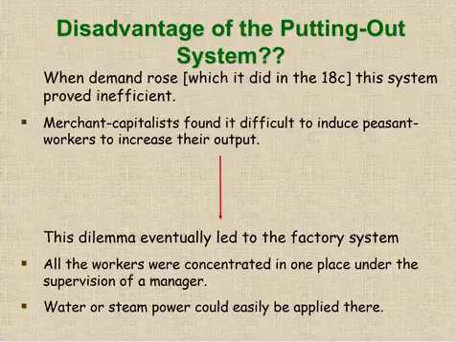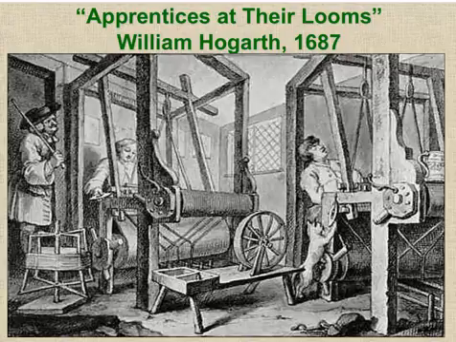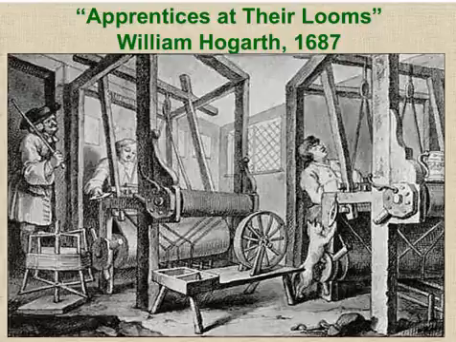So this is what's going to lead them into a factory system, because all the workers were concentrated in one place under the supervision of a manager, and then water or steam power could easily be applied to those areas. And so here you can see apprentices at their looms. This is an etching from 1687.